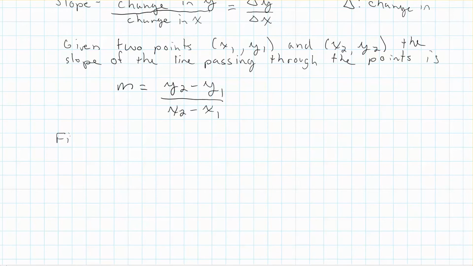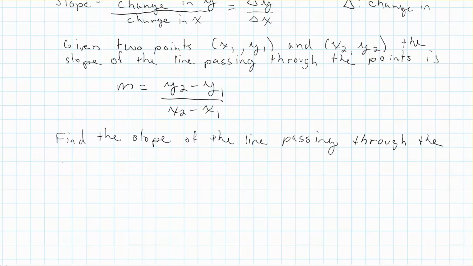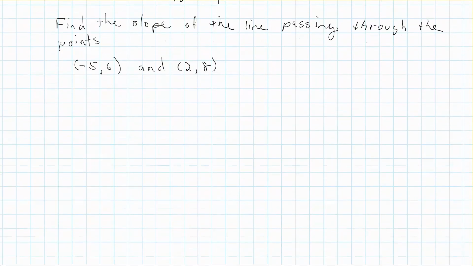So find the slope of the line passing through the points -5, 6, and 2, 8. Now, it's not necessary to label them like this, but I'm going to go ahead and do it on this first example here. So I'm going to go ahead and label x1, y1. It's not a bad habit to get into, but it's not necessary.